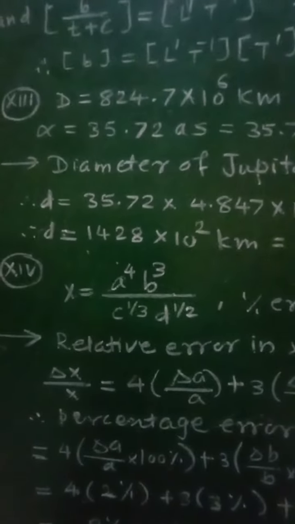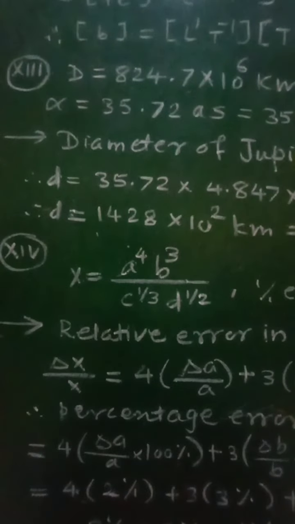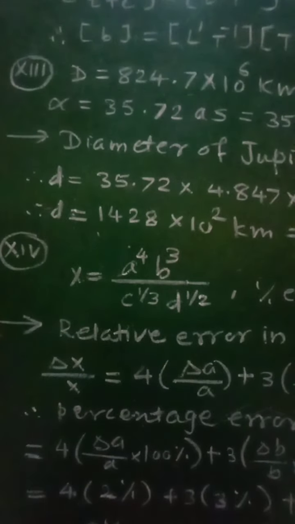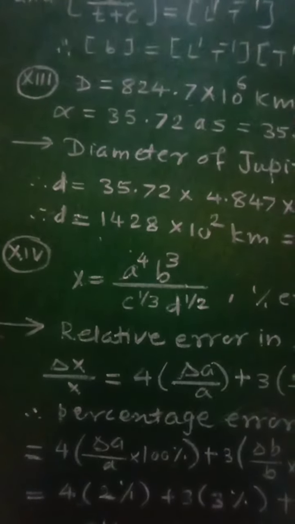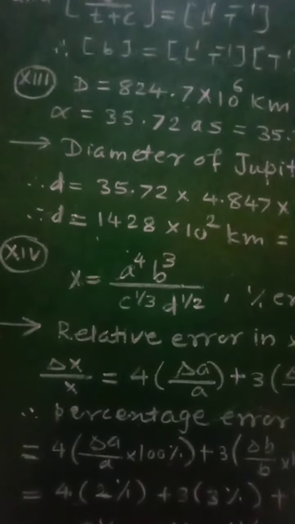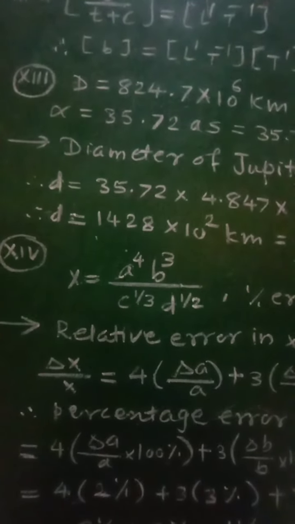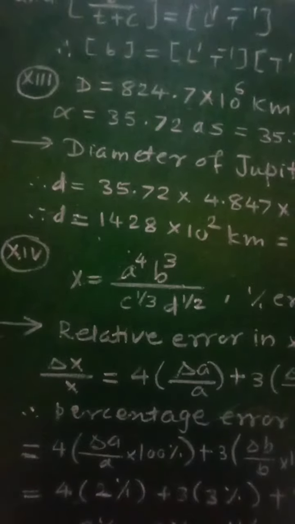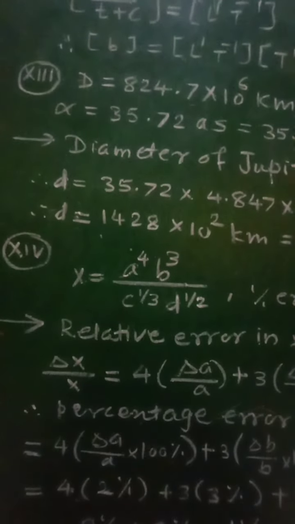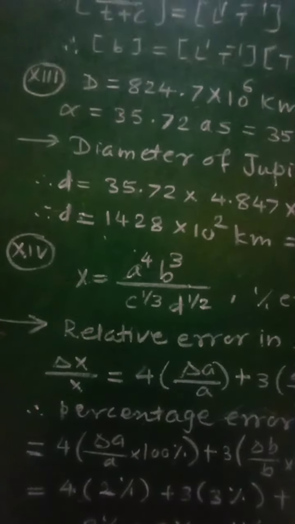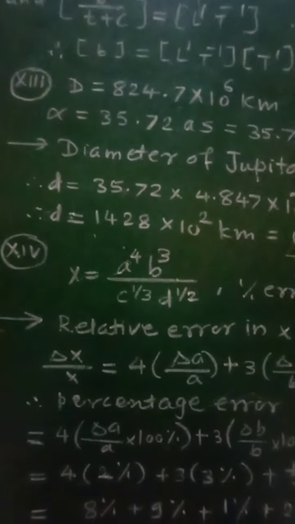Now let us consider the next numerical, numerical number 14, which is given as: if the formula for a physical quantity is x equal to a raised to 4 b cube upon c raised to 1/3 d raised to half, and if the percentage errors in the measurements of A, B, C and D are 2%, 3%, 3% and 4% respectively, calculate the percentage error in x.